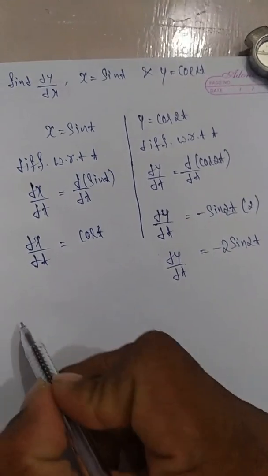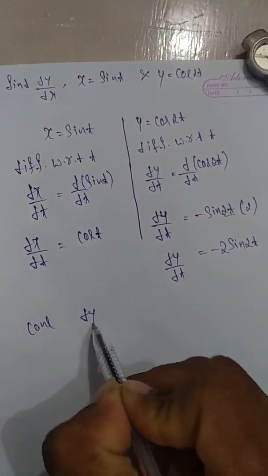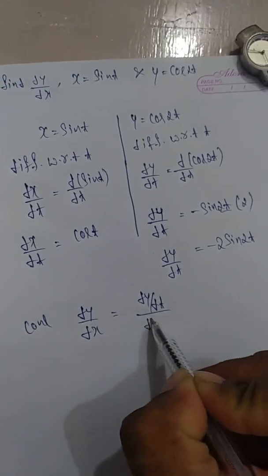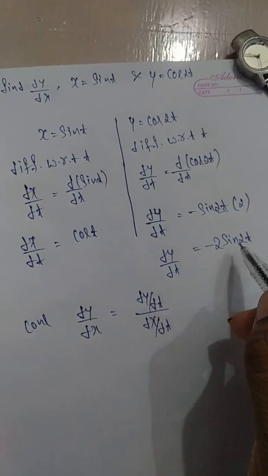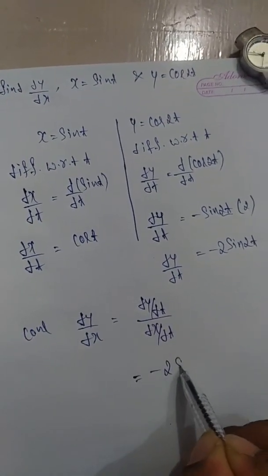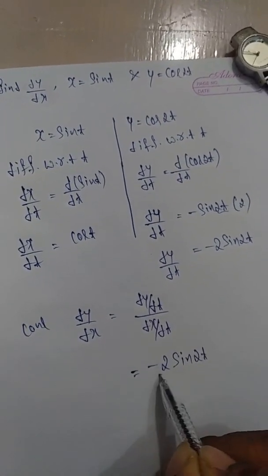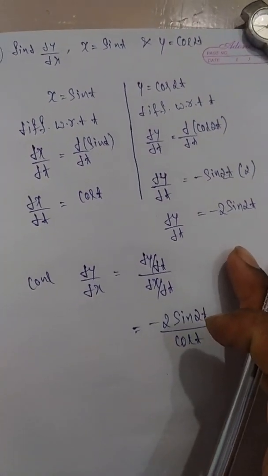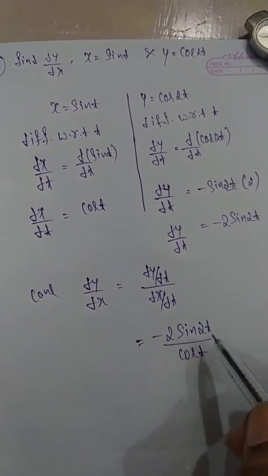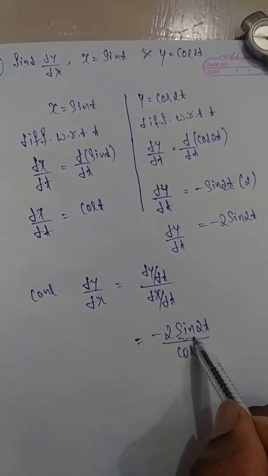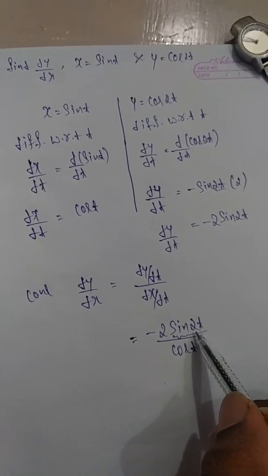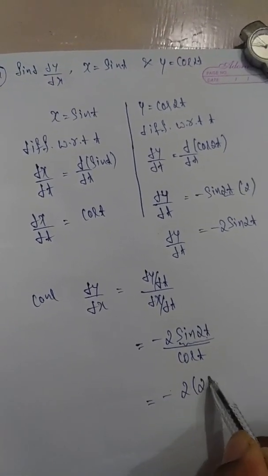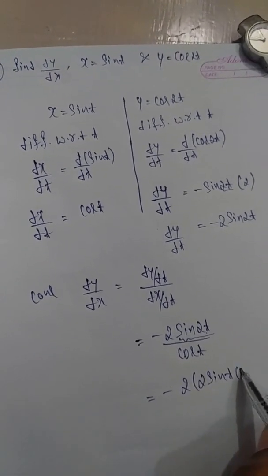Now, you want to find dy/dx. Consider dy/dx is equal to dy/dt by dx/dt. Now, dy/dt is minus 2 sin 2t by cos t. So if you leave here also you will get 3 marks. So if you want to continue, you can continue. Here we use the multiple angle formula for sin 2t. Sin 2t can be written like this: 2 sin t cos t, with the minus.